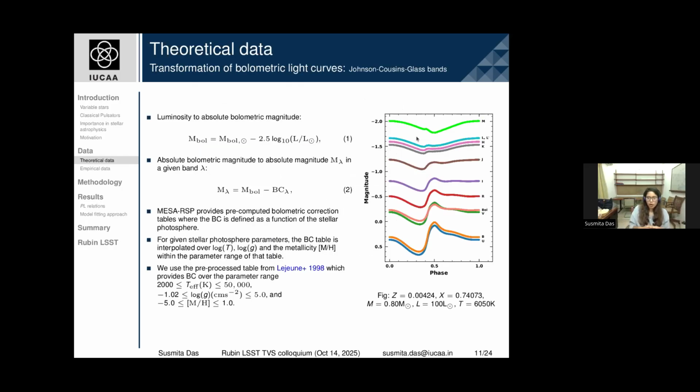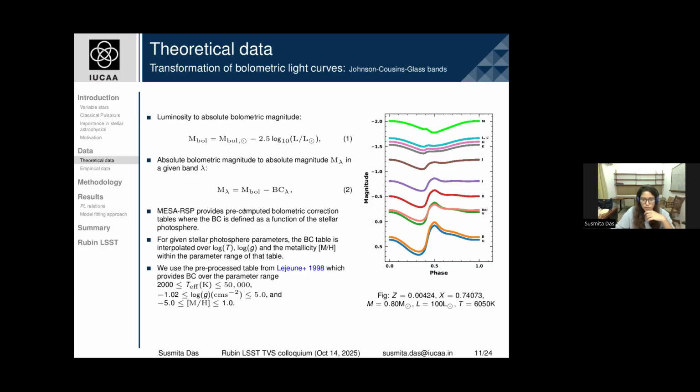Okay, so now after doing this, the output that we have from MESA-RSP, like I said, are bolometric light curves and also radial velocity curves. But from bolometric light curves, we want to transform them into different passbands. So here is where our bolometric light curve is located. Now MESA-RSP also has pre-computed bolometric correction tables. If not, one can also provide custom bolometric correction tables.